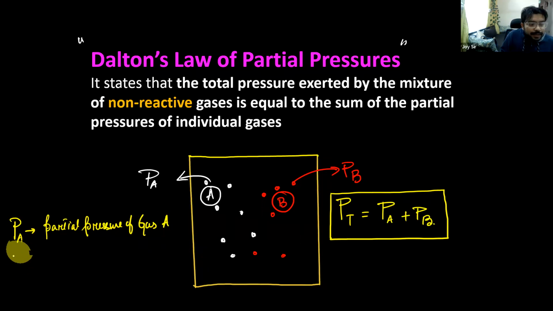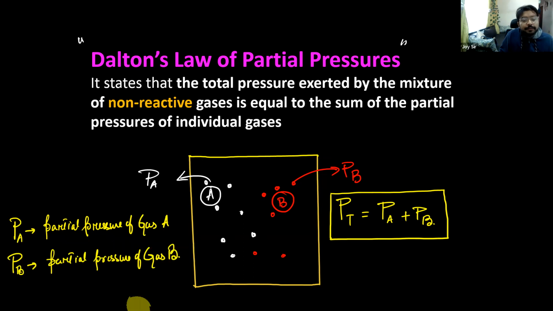Partial pressure of gas A. PB की meaning हो partial pressure of gas B. ठीक है सर? So total pressure is equal to individual pressure of A plus individual pressure of B. All right, this is a very very important law. So please write up to here. Next part, Dalton's law of partial pressure.